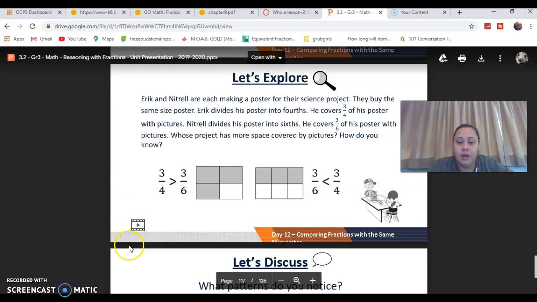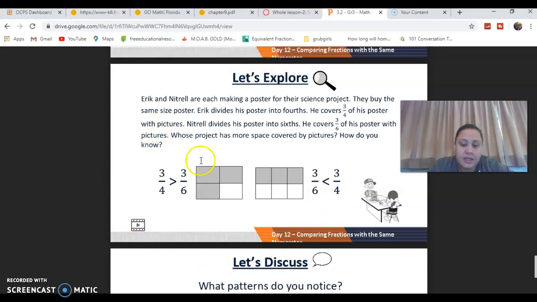How do we know? All right, so the key words in this word problem are they are the same size poster. They just decided to cut or divide the poster differently. They cover the same number of parts, where Eric covers 3 parts of his poster and Natrel also covers 3 parts. However, those parts are not the same size. So we have to look at it because now we have different denominators.